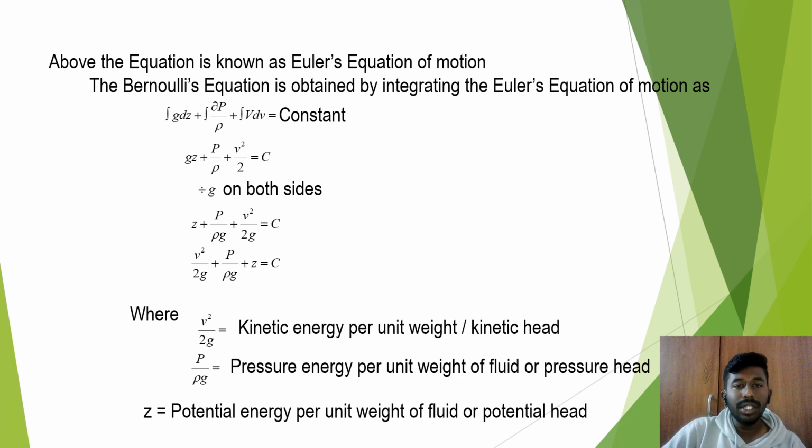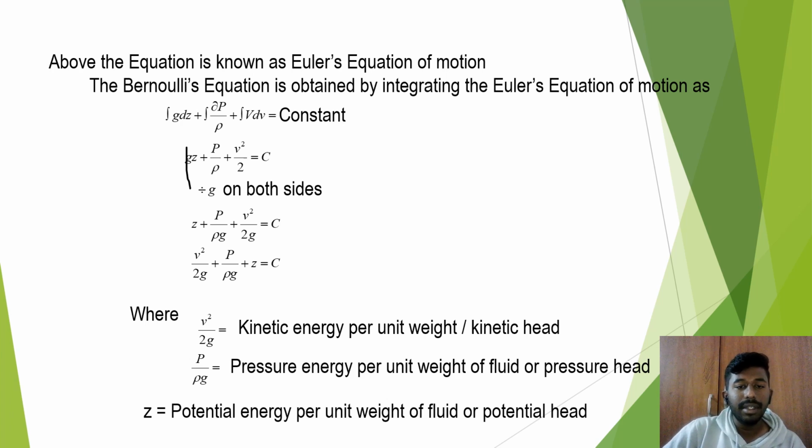Bernoulli's equation is obtained by integrating Euler's equation of motion. Now integrating the above equation, we get integral of g dz plus integral of dp by rho plus integral of v dv is equal to constant. Now dividing by g on both sides, we get z plus p by rho g plus v square by 2g is equal to constant.